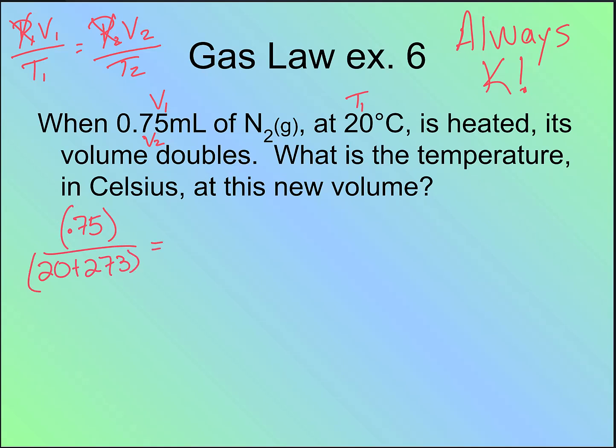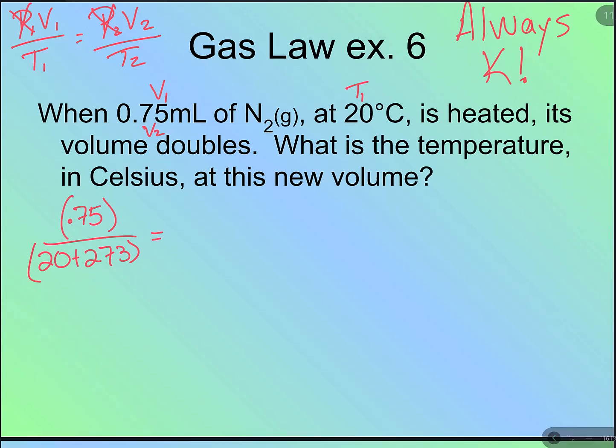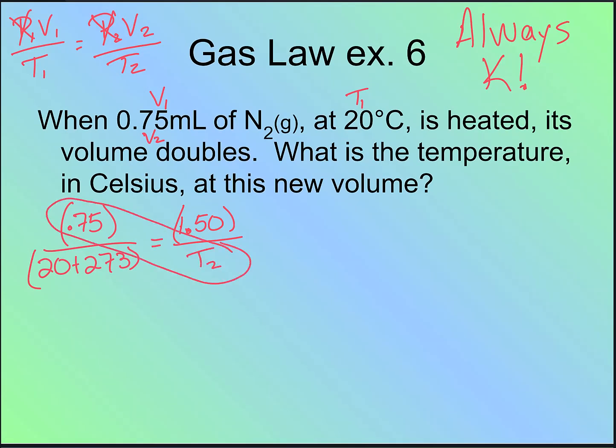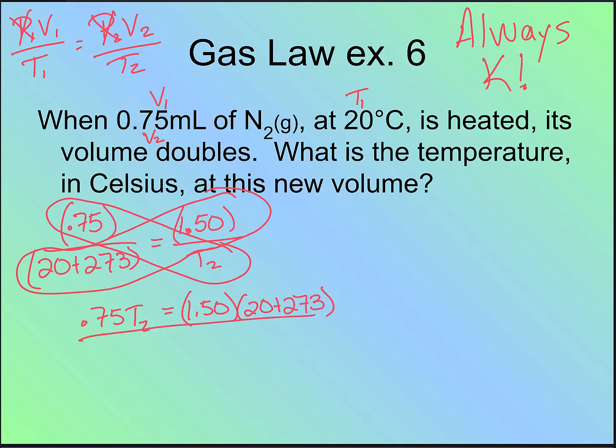Now, I have a V2. It tells me that the volume is doubled. Well, if the volume is 0.75, then my new volume will be 1.50, which is double 0.75. And I'm solving for T2. Cross multiply. So I'm going to get 0.75 T2 equals 1.5 times 20 plus 273. I'm going to divide both sides by 0.75. And I'm going to be left with T2. But remember, my T2 is going to come out in kelvins. So I'm going to change it back at the last second.